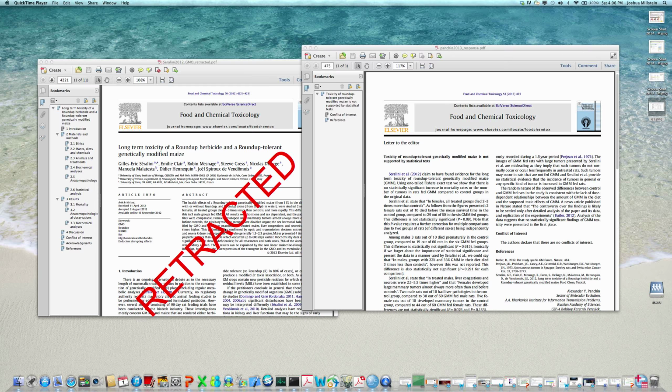Hello. So this screencast practically demonstrates the use of SPSS for conducting the Fisher's exact test. And I wanted to show an example that uses this retracted paper about Roundup herbicide and genetically modified maize and its effect on mice and tumors in mice.